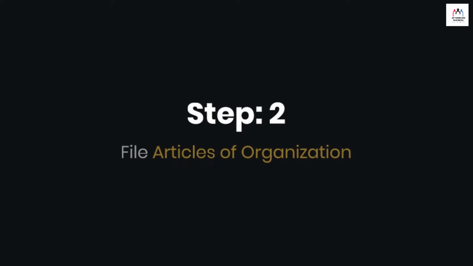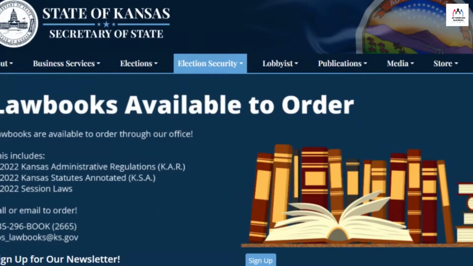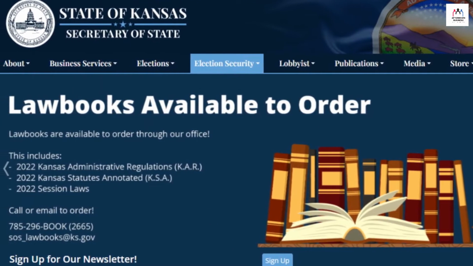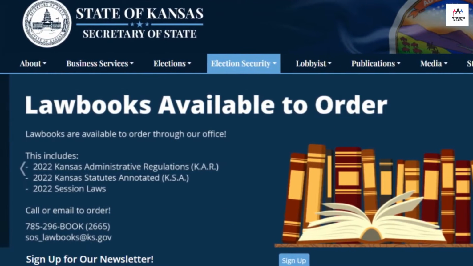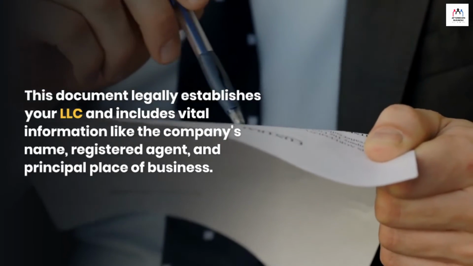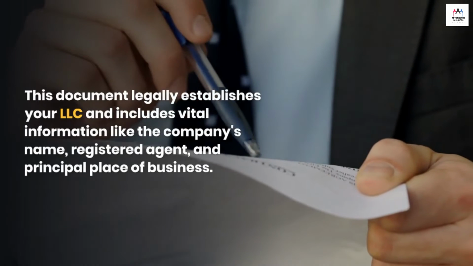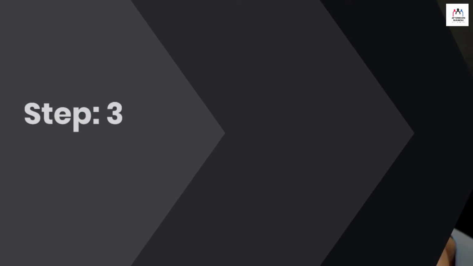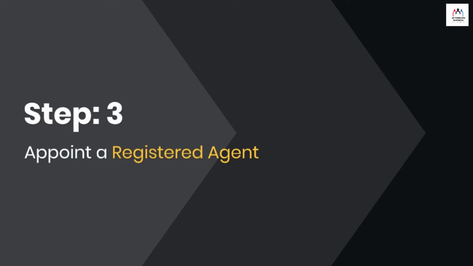Step 2. File Articles of Organization. Next, file the Articles of Organization with the Kansas Secretary of State. This document legally establishes your LLC and includes vital information like the company's name, registered agent, and principal place of business.